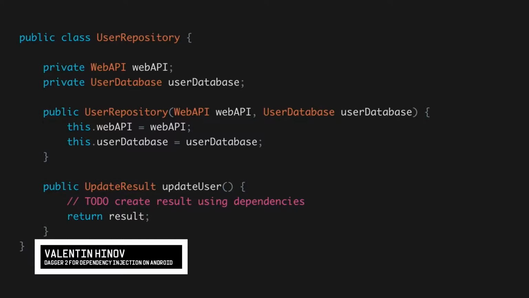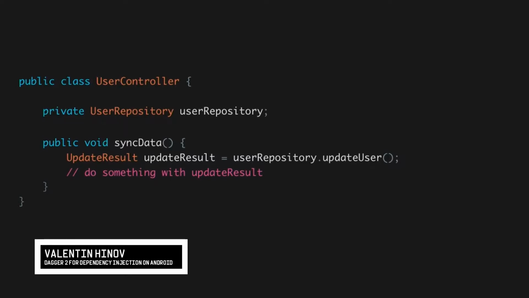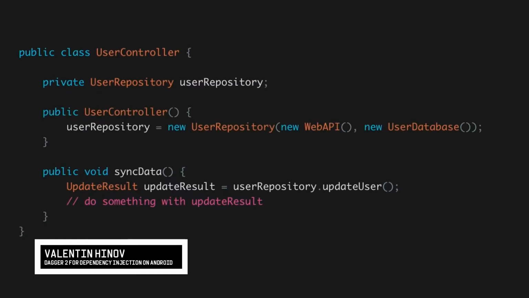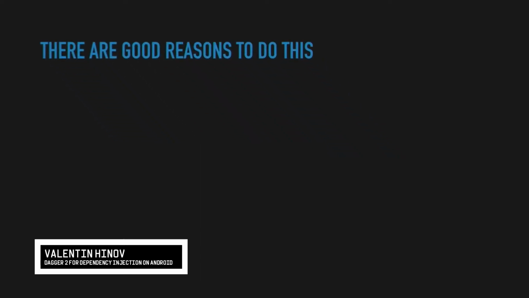Now, if we wanted to use this user repository object in, say, a user controller object, how would we instantiate it? Well, again, in the constructor of user controller, we can just create a new user repository object by passing in the API and the user database that we use. So far, so good. And this might seem very simple, but there are very, very good reasons why we do our object instantiation this way.